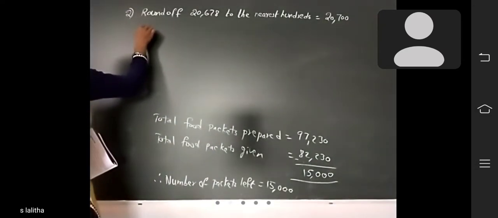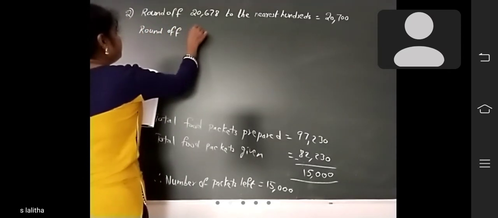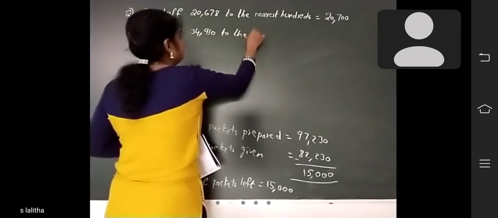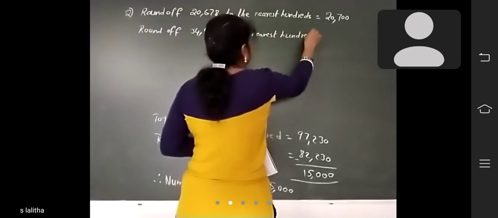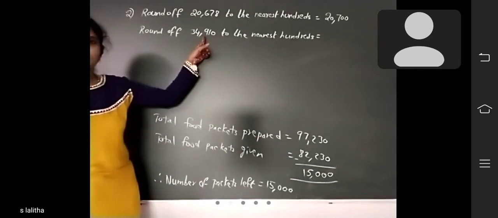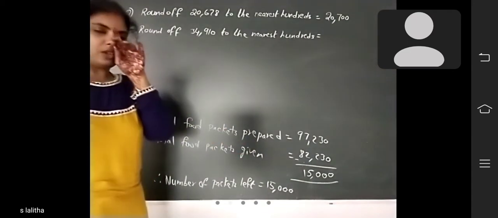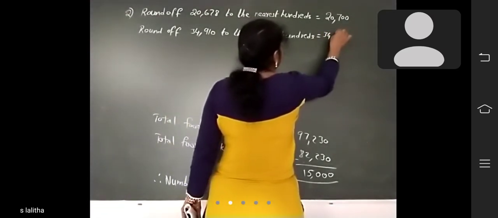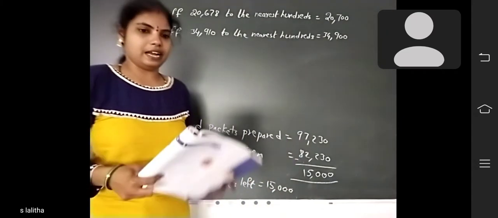Next, round off 34,910 to the nearest 100. What is the hundreds place here? 9. What is the right side of the number? 1. 1 is less than 5, so you round the number down. That means 34,900. So how many strawberry flavored? 34,900.